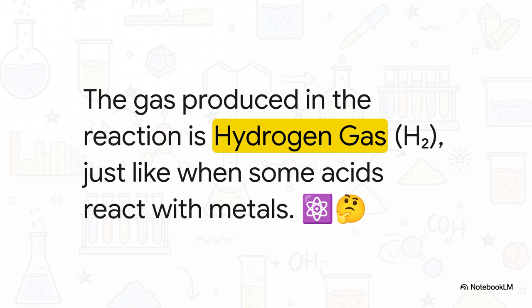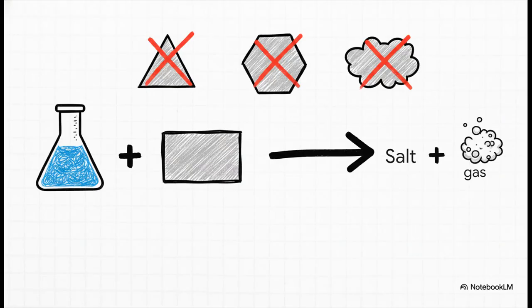So this is a very important similarity. From this observation, we can write a general reaction. Whenever a base reacts with a metal, the products will be a salt and hydrogen gas. Please remember this general equation. Base plus metal gives salt plus hydrogen gas.